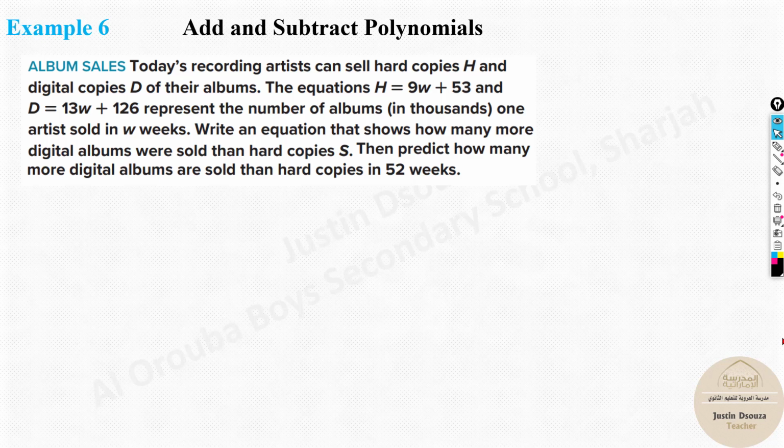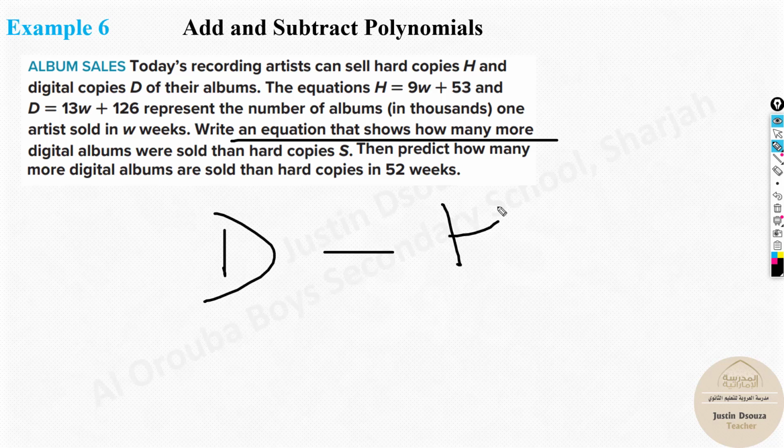What they want is the difference between the digital albums and the hard copies. So here it is very important. Write the equation to show how many more digital albums. That means you must write D minus hard copies H. And whatever you do, D minus H must be represented by S. That is what they have given. D minus H will be equal to S. Then predict how many more digital albums are sold than hard copies in 52 weeks.